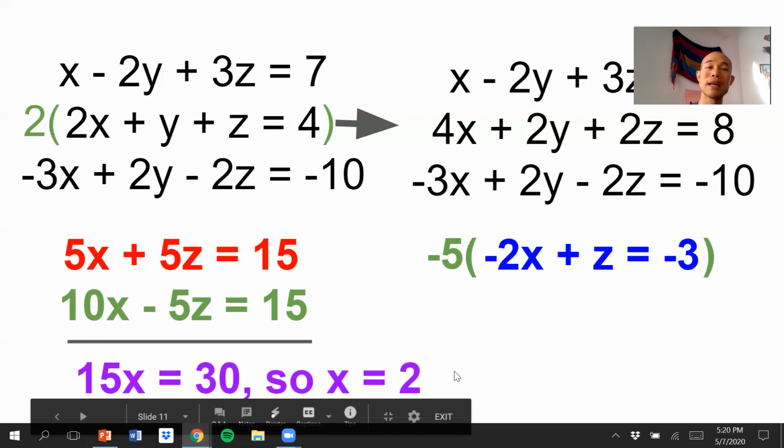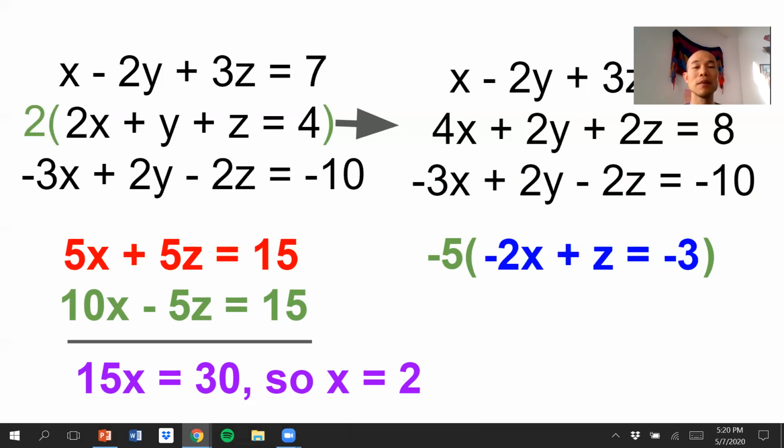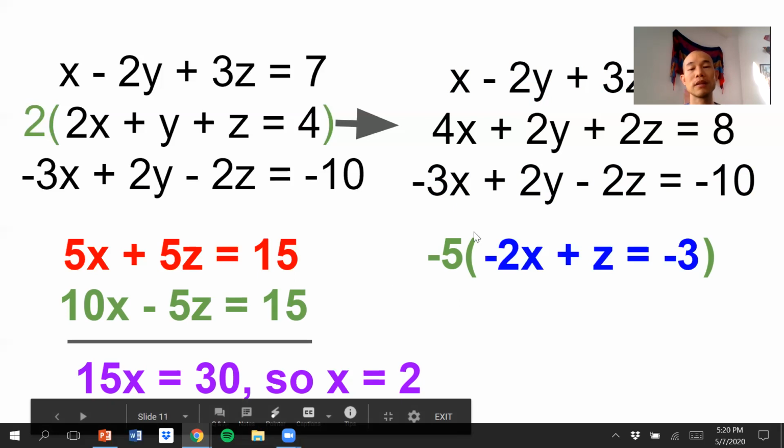That's the same answer that we got last time around, and that's what we should expect. Just like before, you can plug the x equals 2 into either of these to solve for z, and plug x and z back into one of these original ones to solve for y.